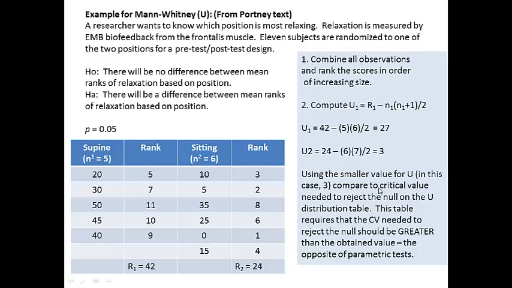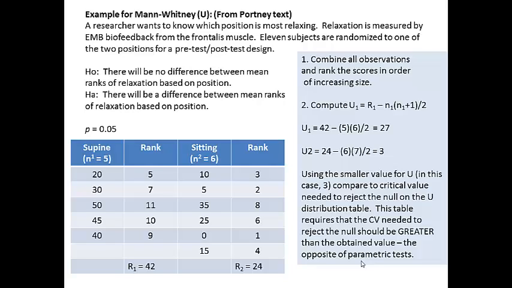We compare this number to the critical value needed to reject the null on the Mann-Whitney U distribution table. This table is not in your book, so I have it on the next slide. One important thing to remember about this table: the critical value needed to reject the null should be greater than the obtained value. This is the opposite of all the parametric tests that we've done to date in this class.